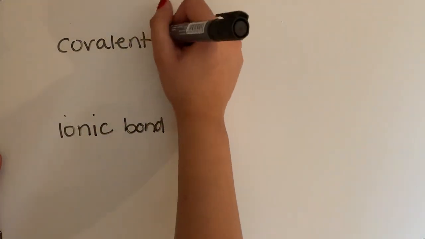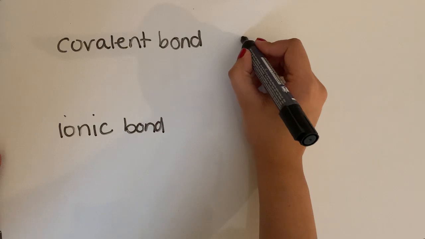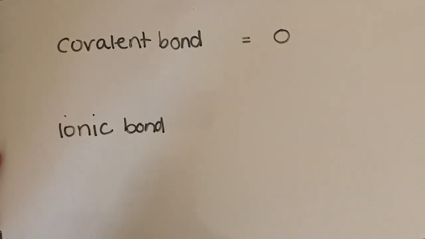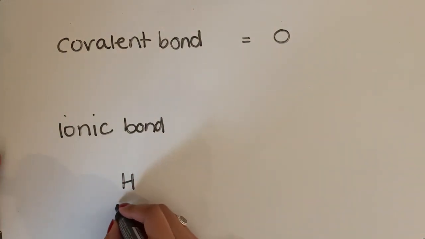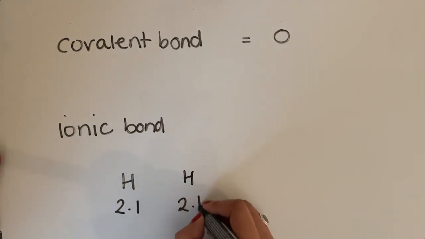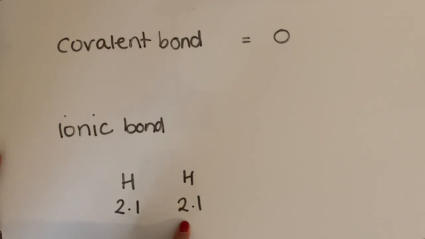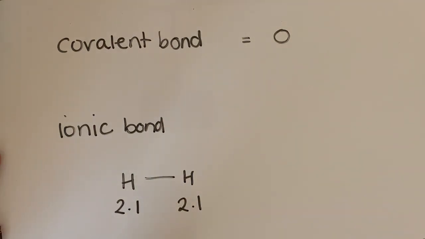Okay, sorry, bond here as well. So if the difference in electronegativity value on the Pauling scale is 0, that will tell us we have a covalent bond. For example, hydrogen has an electronegativity number of 2.1. If it bonds with another hydrogen, because that is also 2.1, the difference between the two is 0, and that tells us that we are going to have a covalent bond between the two hydrogen atoms.